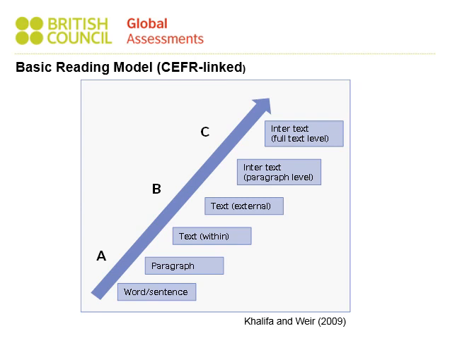So here's the Khalifa and Weir model that we looked at last week, and as we mentioned last week, at lower levels, we are targeting understanding at paragraph or sentence level. So at A2 and A1 level, we're pretty much at sentence level. We don't go into paragraph level in elementary tasks in APTIS.